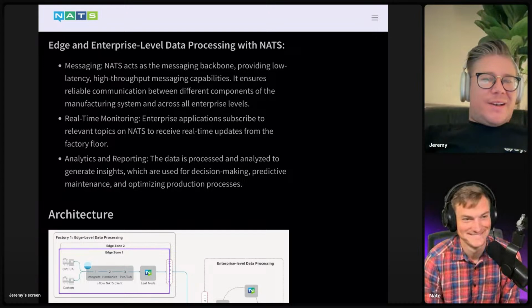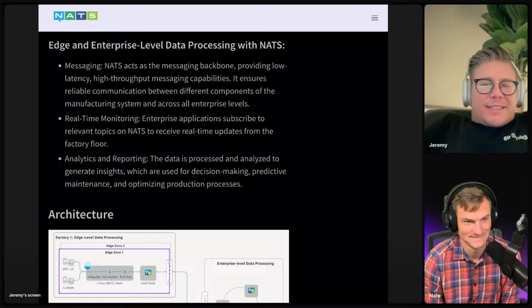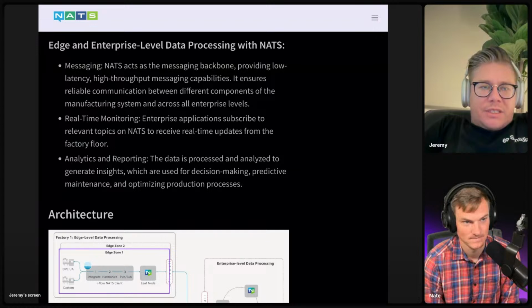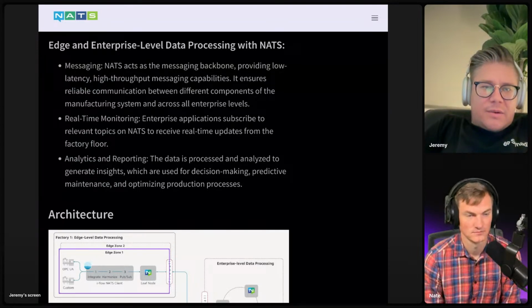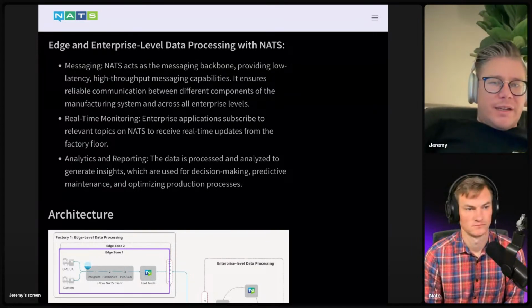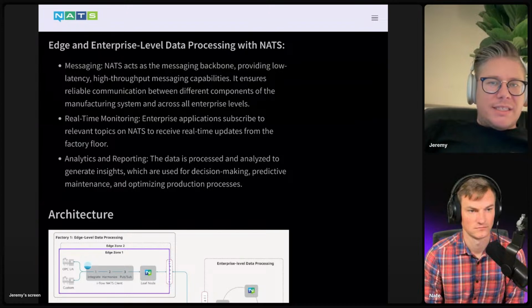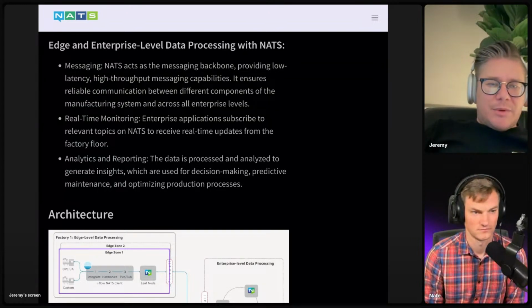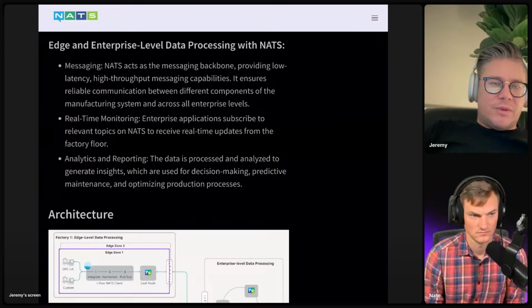Okay, edge and enterprise level data processing with NATS. So it looks like what they use is NATS messaging. NATS acts as the messaging backbone, providing low latency, high throughput messaging capabilities. It ensures reliable communication between different components and manufacturing systems across all enterprise levels.